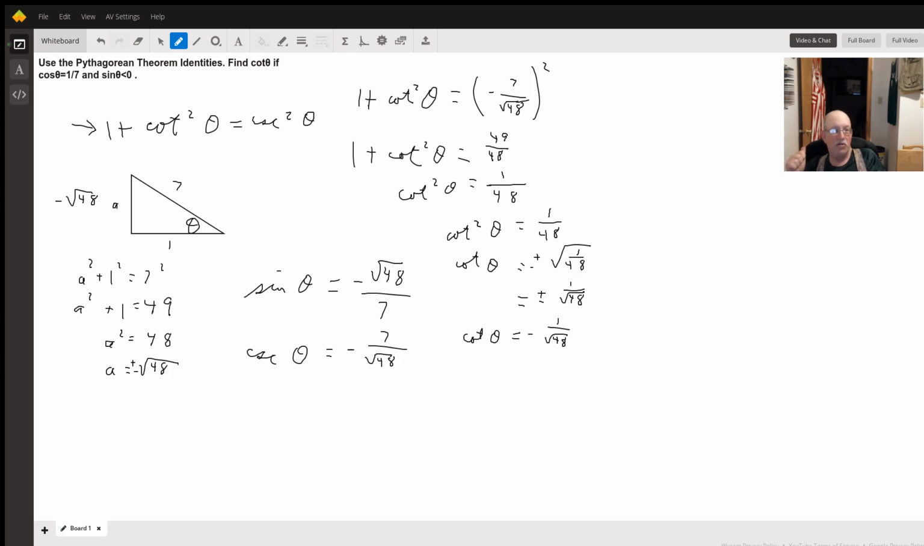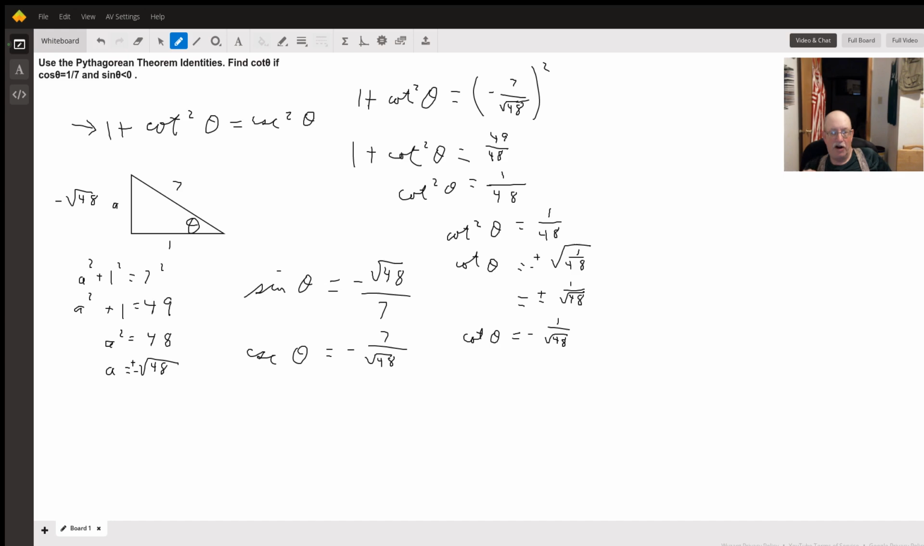Since we know that the cosine of theta is 1 over 7, that means the adjacent side is 1 and the hypotenuse is 7. We need to find the opposite side, so we use the Pythagorean theorem, and we get a squared plus 1 squared equals 7 squared. We work that out, and a comes out to plus or minus the square root of 48. Since sine has to be negative, we'll use the negative square root of 48, so the sine of theta is negative square root of 48 over 7.